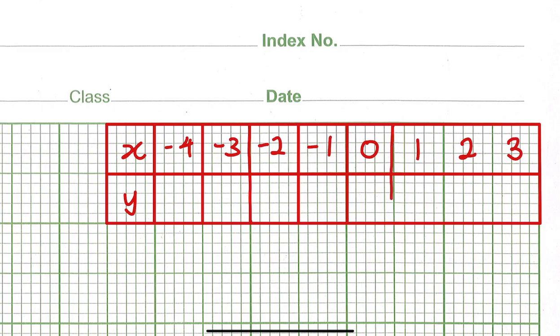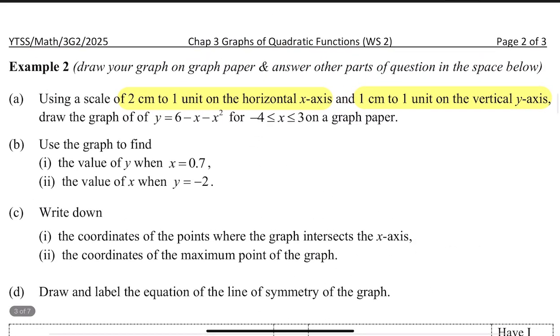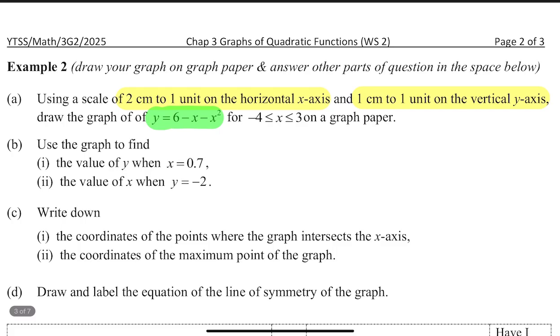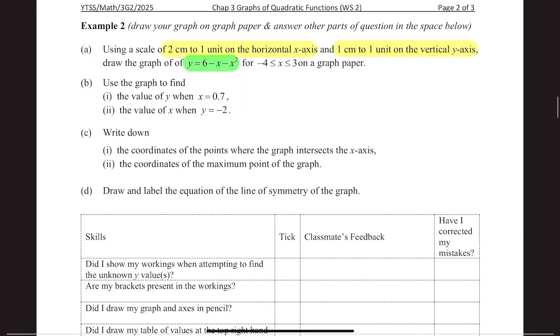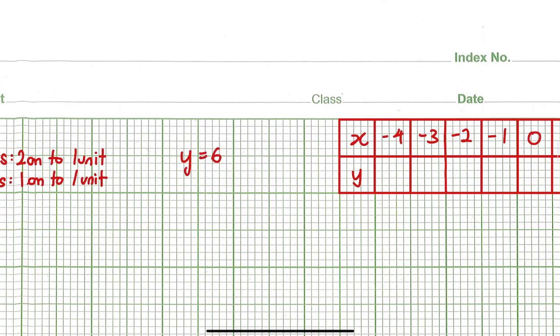Okay, now after I've drawn my table, my y row here, I haven't put in the numbers yet. How do I find my y values? Same as the previous example, I look at the equation. The equation of this question is y equals 6 minus x squared. So to be clear, let me write the equation down. y equals 6 minus x squared. Okay, so now how do I find my y value?